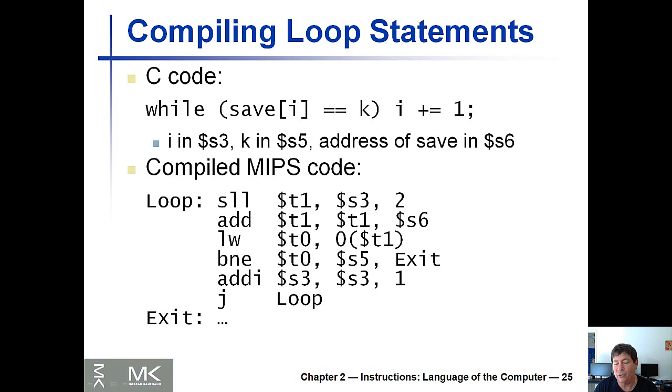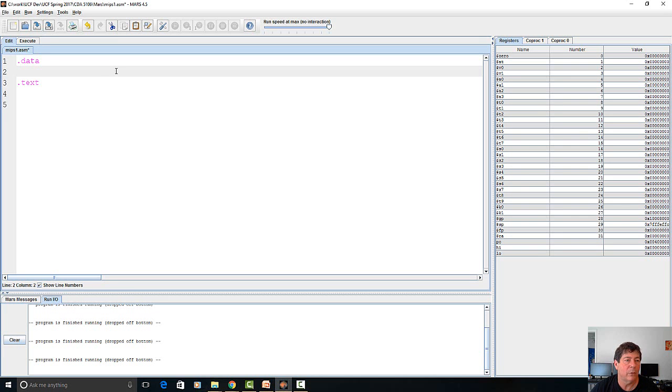So essentially the byte offset will be put into T1. Then we're going to add to T1 the actual address of the save array. So that's the next line: add destination T1, source T1, and what we're going to add is S6, which contains the address. Now we're going to load the word into T0 from wherever that is, and that's going to be save sub i. So now T0 contains save sub i, and we're going to compare save sub i, or T0, with S5, meaning k. If it doesn't equal, we'll jump to exit. Otherwise, we're going to add 1 to i, and do an unconditional jump back to the loop label.